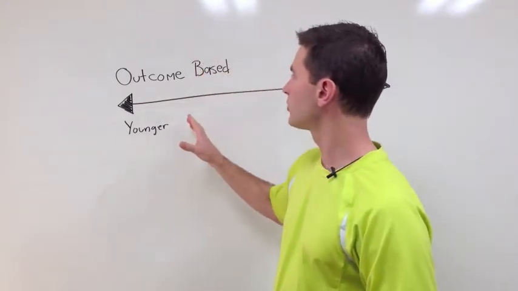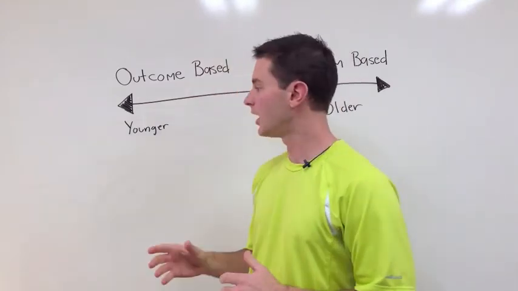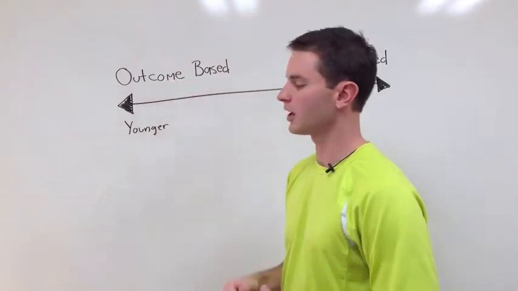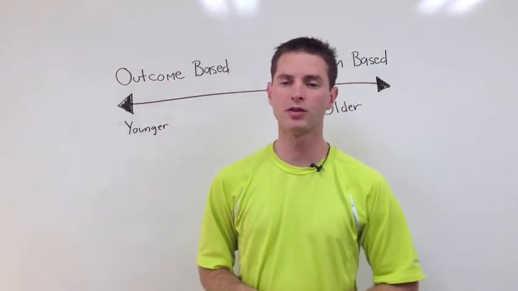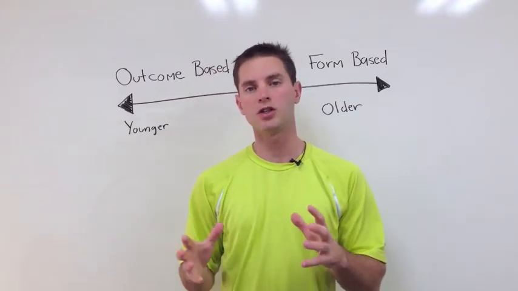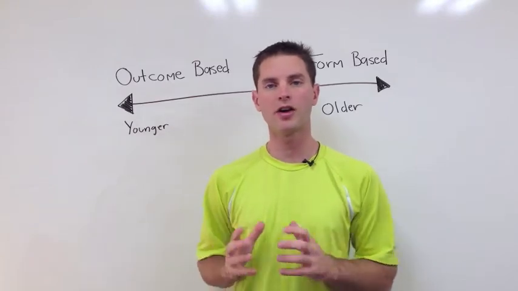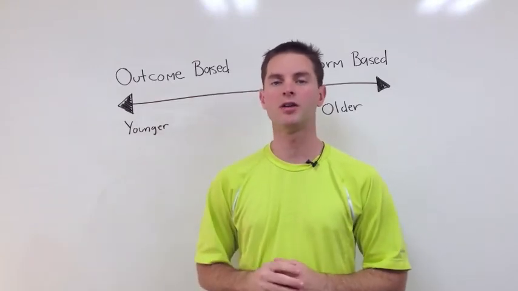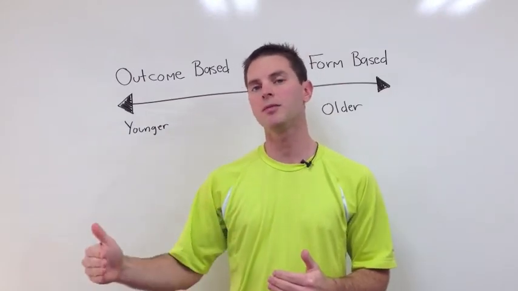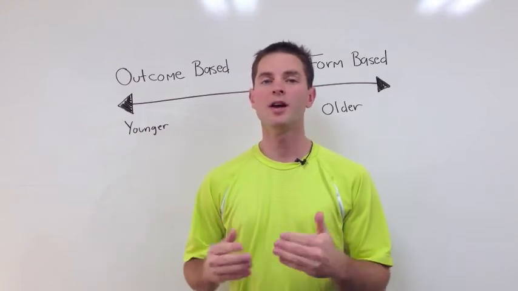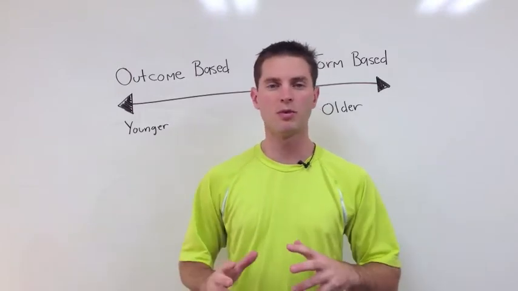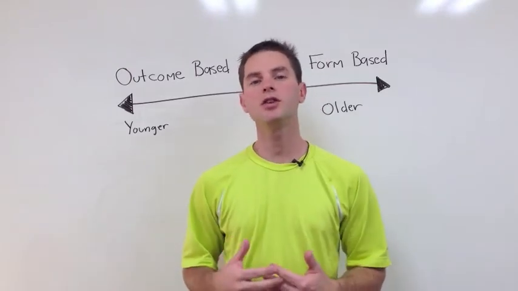So what we have here is a spectrum, and when you're teaching young kids, you want to focus on outcome-based coaching. If you have a 6-year-old or a 7-year-old, when you're teaching that kid tennis, you want to give them certain outcomes and allow them to try and figure out on their own how to get the tennis racket and the ball to do that. Now, it's not completely on their own, because you're guiding them and helping them along the way, but you don't want to get really technical and specific, like the racket has to do this and your body has to do this.